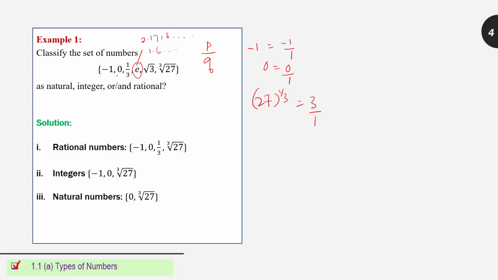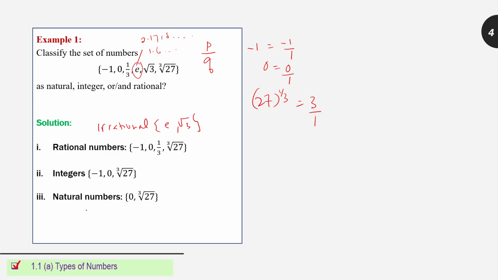So if you look at it, out of the 6 candidates, only 4 of them are rational numbers. At the same time, we already know the irrational numbers are e and the square root of 3. And we know that an integer or a natural number must be a rational number, so these two we need not consider. So now we only have 4 candidates. Which of these are integers? An integer is without fraction, so first we kill 1 over 3 over here. So we have only 3 candidates.